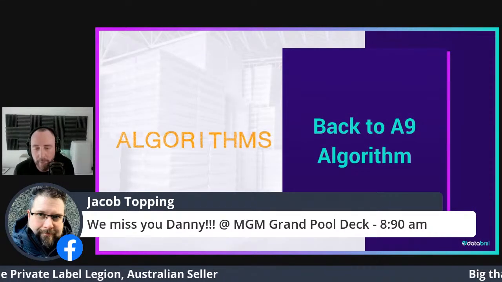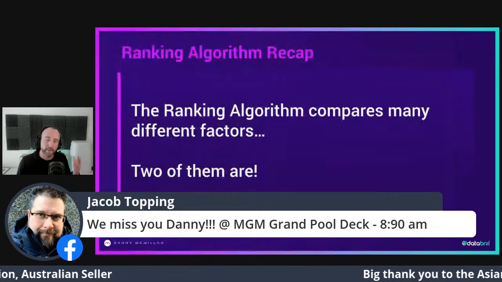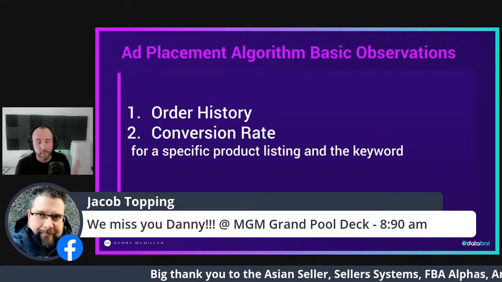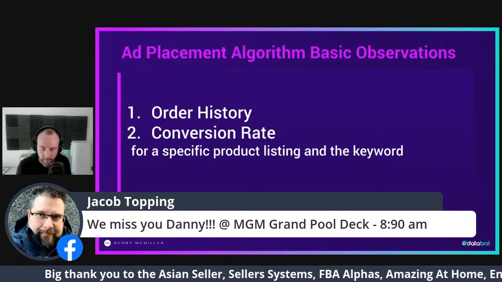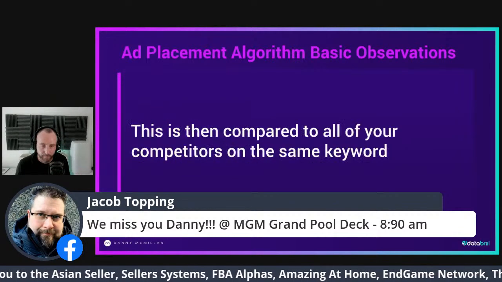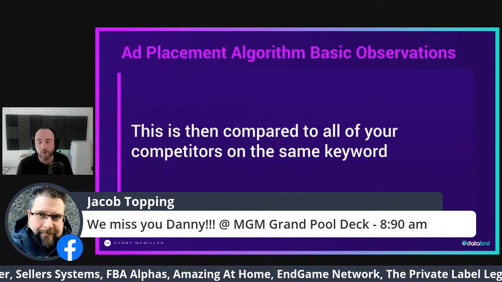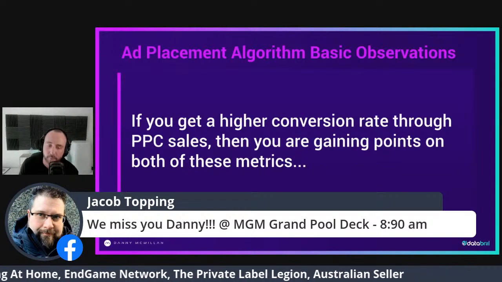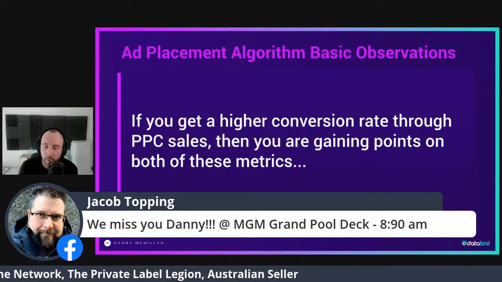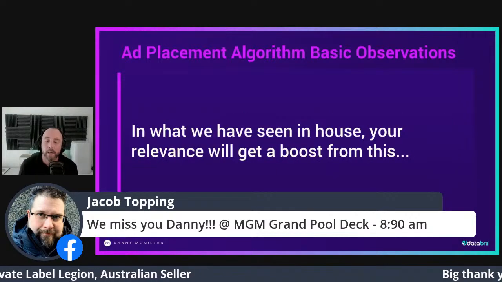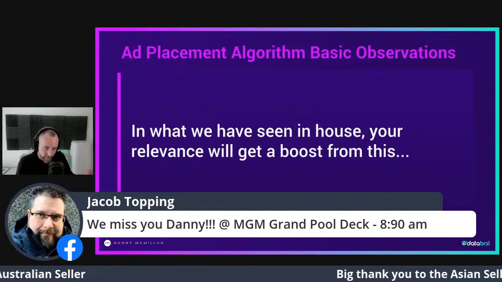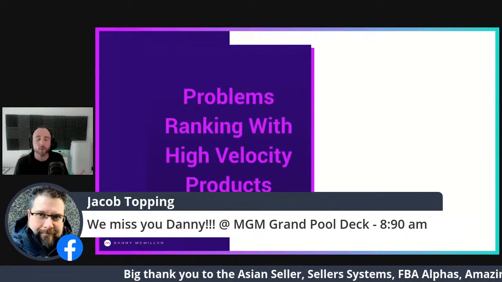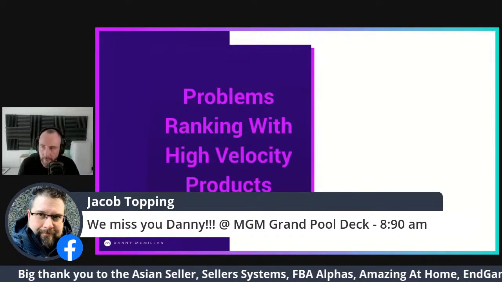So going back to the algorithm again, the ranking algorithm compares different factors. Here are two of them. You've got the order history and the conversion rate for a specific product listing and that said keyword. This is then compared to all of your competitors on the same keyword. If you get a higher conversion rate through PPC sales, then you're gaining points on both of these metrics. What we have seen in-house makes sense: the relevance from this will also give you a boost. Now let's look quickly at problems with ranking high velocity products.